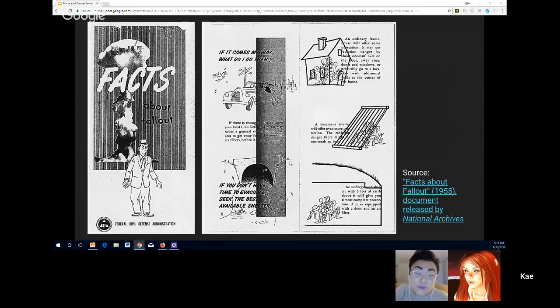The ideal situation is at the bottom right, where it says an underground shelter with 3 feet of earth above it will give you almost complete protection if it is equipped with a door and an air filter. And then the bottom left is the saddest one, which is if you don't have time to evacuate, seek the best available shelter, okay? That's pretty much a death sentence, but that's the best they can do since they can't put everyone in a shelter, okay? So this is an actual pamphlet we're looking at. So we can keep going next.